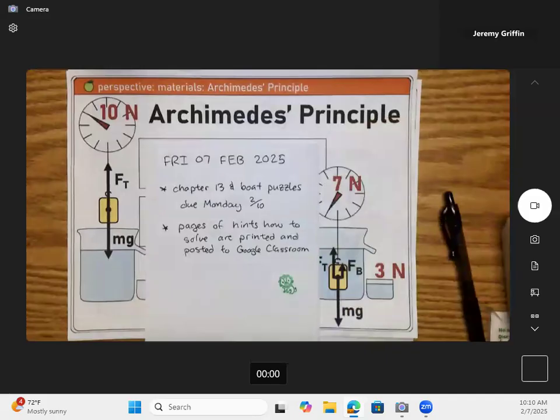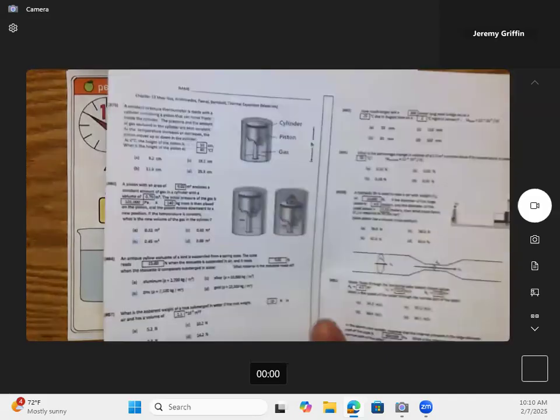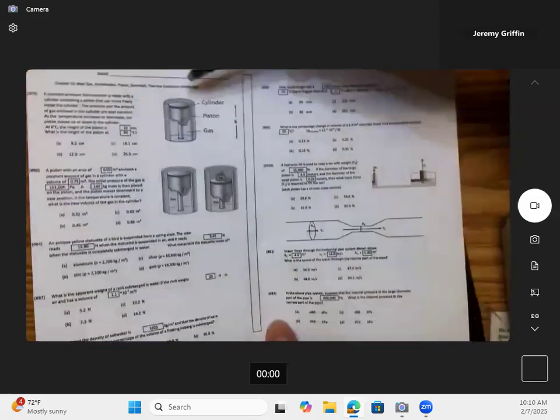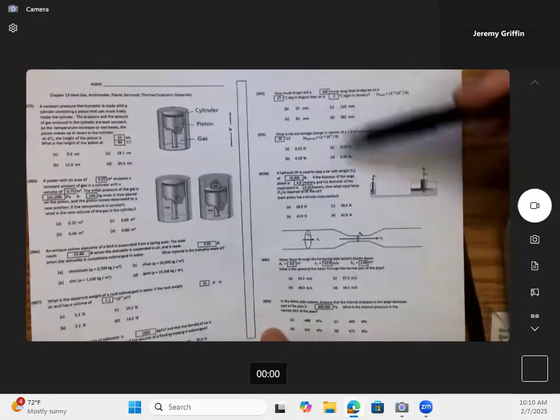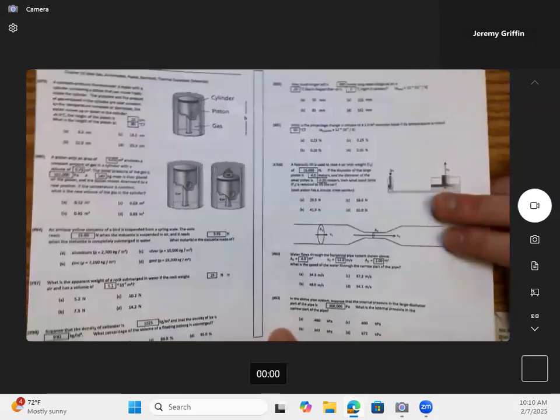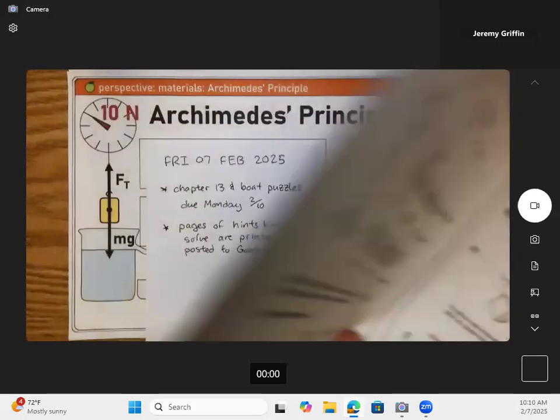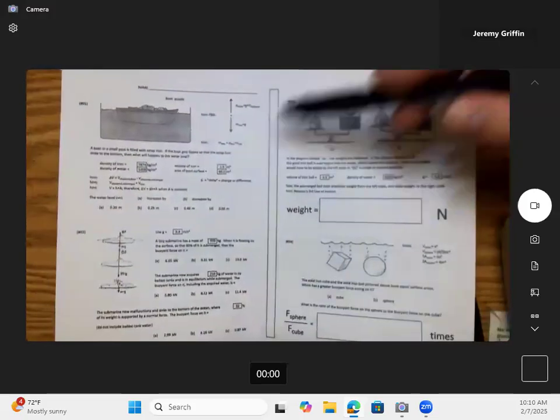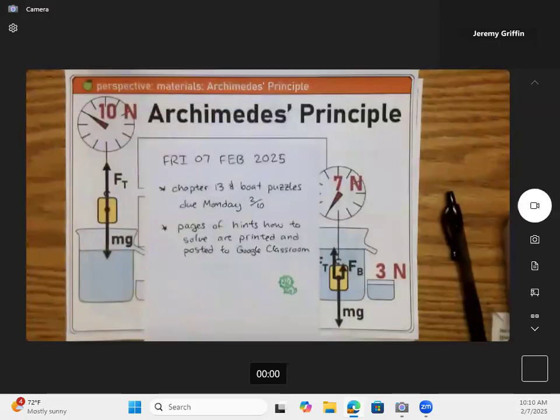So yesterday I gave you guys a page of puzzles. It says chapter 13, and most of these are fluids questions. There are a couple of thermal expansion questions. And then on the backside, we got a few more puzzles, a boat puzzle, and a few other ones. So you guys got those?